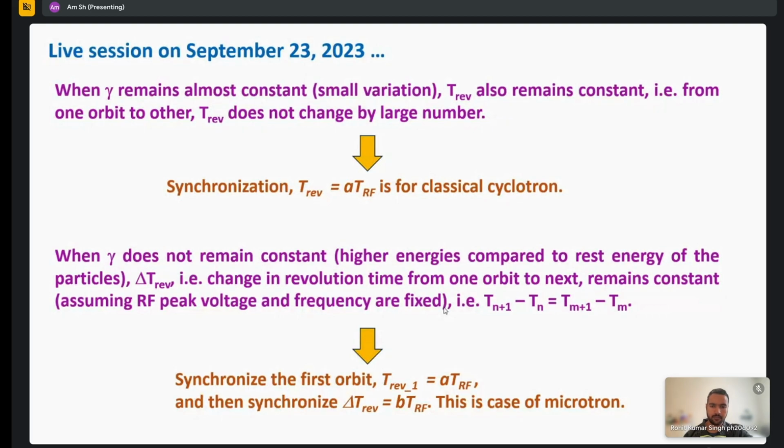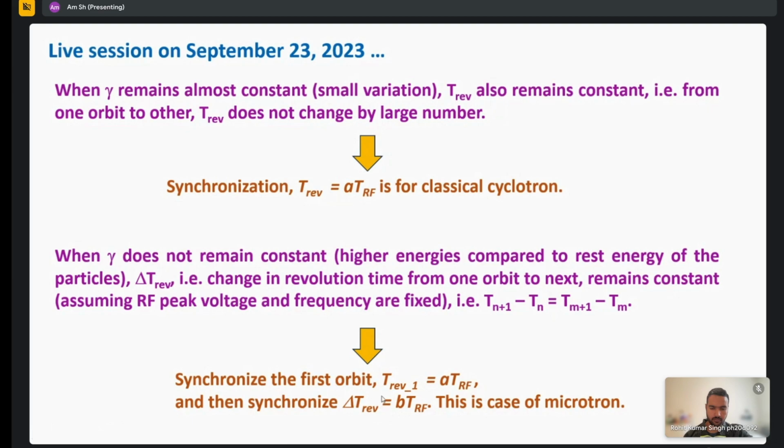So this delta T can be used to synchronize the particle. And that is exactly done in the microtron. So in microtron, what we do, we actually make the first orbit synchronized using T revolution equal to A T RF, where A is some integer multiple. So this makes synchronization of the first orbit, and successively we can synchronize all the orbits by taking delta T equal to B T RF, because we have the same delta E in all the orbits because we are not changing the voltage.